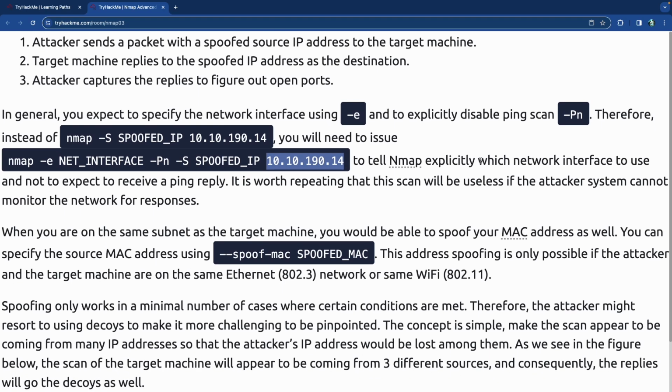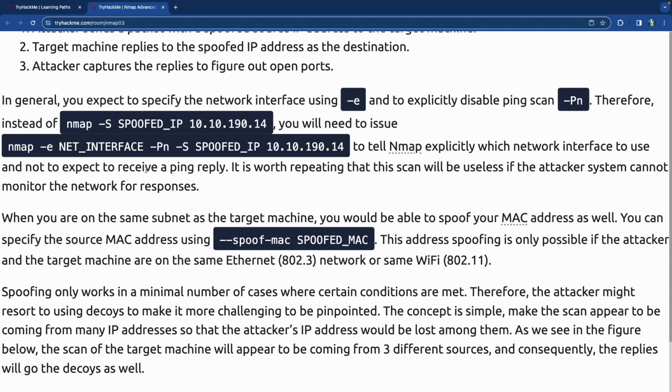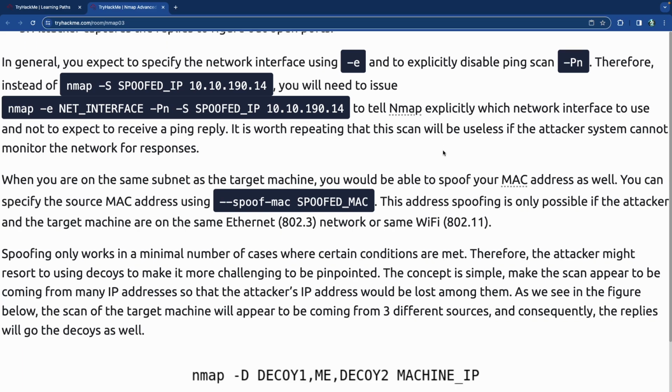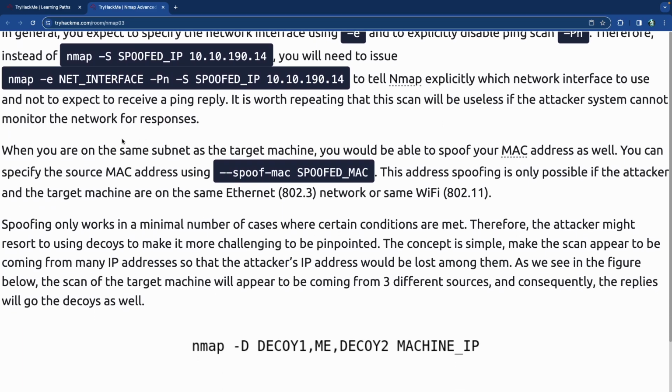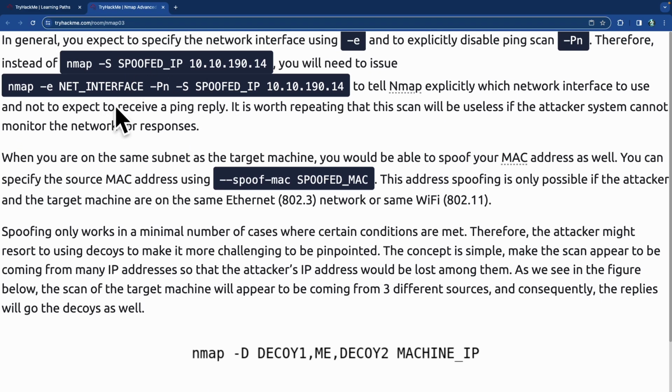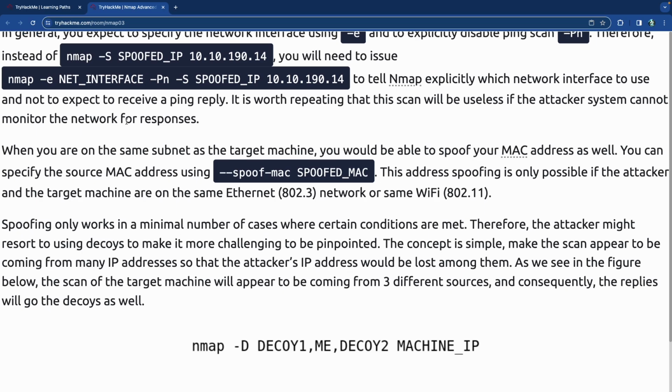To tell Nmap explicitly which network interface to use and not to expect to receive a ping reply. It is worth repeating that this scan will be useless if the attacker cannot monitor the network for responses. So it's not going to respond back to the interface that you're running this from. So you need to be monitoring the interface either through Wireshark or tcpdump or something similar.